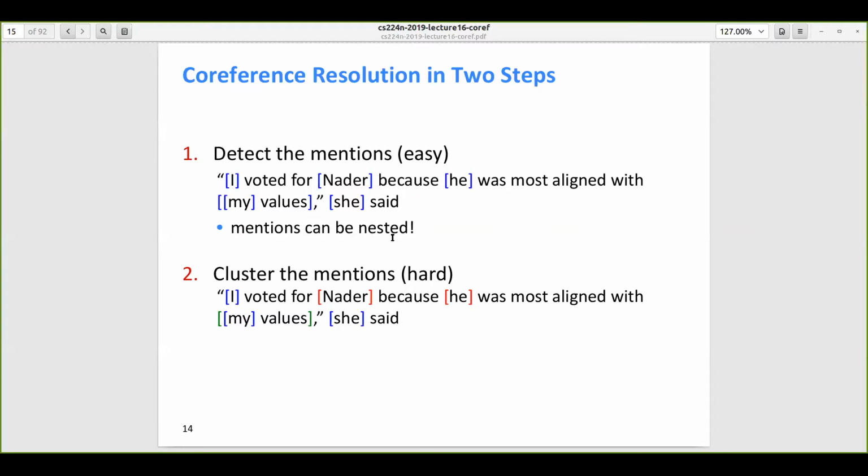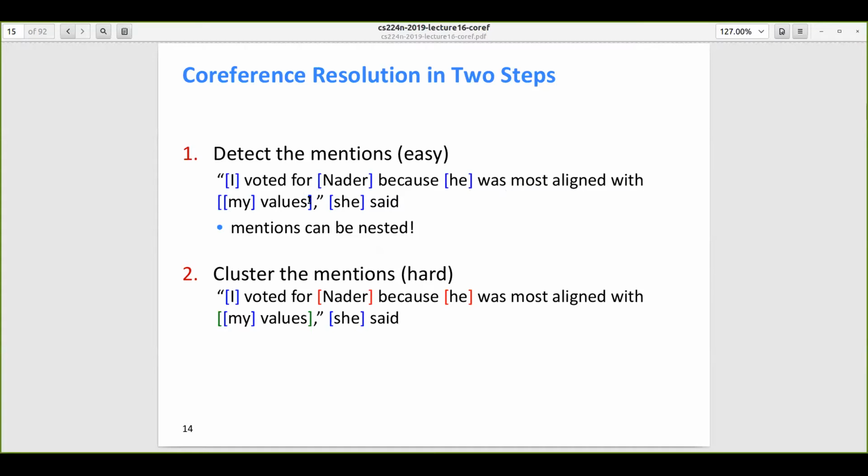So there are two steps involved in coreference resolution. One is detecting the mentions, as mentioned. As we have seen in the previous slides, a mention is nothing but all the words that refer to some real-world entities. So here, given a sentence like, "I voted for Nader because he was most aligned with my values," she said. As we can see, all the words that are enclosed in blue braces are mentions.